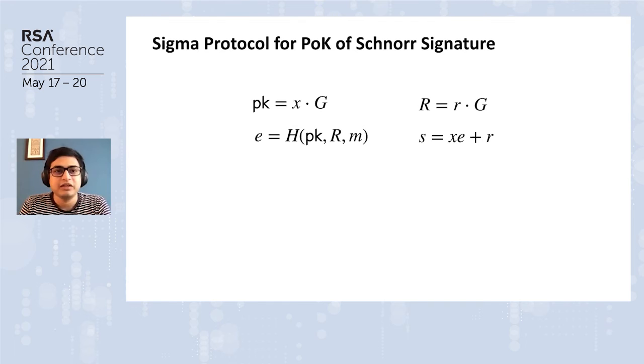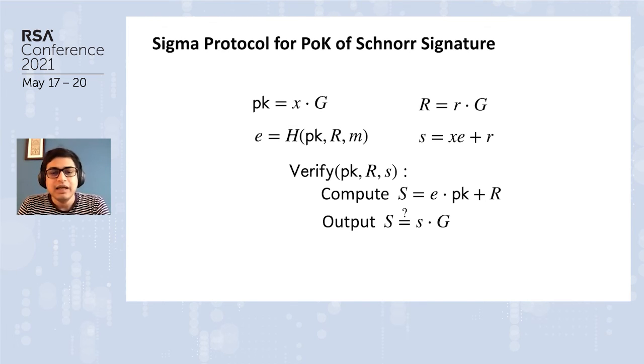So within this framework, we construct a Sigma protocol for proving knowledge of a Schnorr signature. Recall that a Schnorr signature consists of these components: a public key, a nonce capital R, E, that is the challenge that's derived by hashing the public key, the nonce, and the message being signed, and S, which is a linear combination of the secret key and the nonce. A Schnorr signature is verified as follows. First, we compute capital S as the same linear combination in the exponent, that's E times the public key plus R. And then we check that this lowercase s value is indeed the discrete log of the capital S that we just computed.